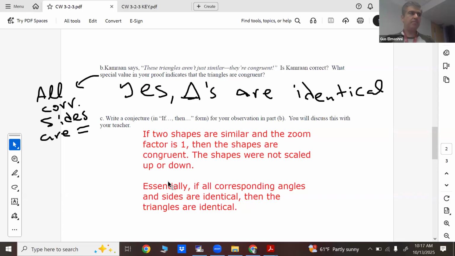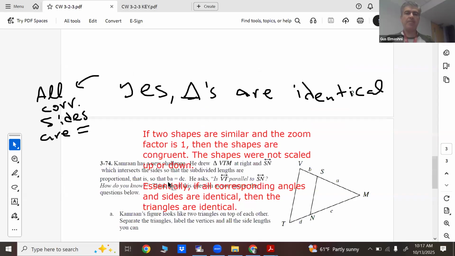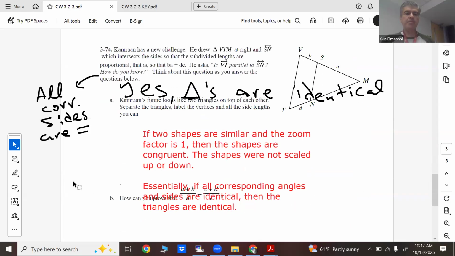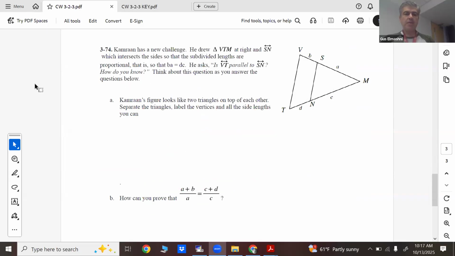Did you say we were doing this on our own? No, now we're going to move on to part C, number 374. So Cameron has a new challenge. He drew triangle VTM and SN intersects the sides, dividing them in that way, so that B times A equals D times C. He asks, are these parallel? Is this parallel to this? How do you know?